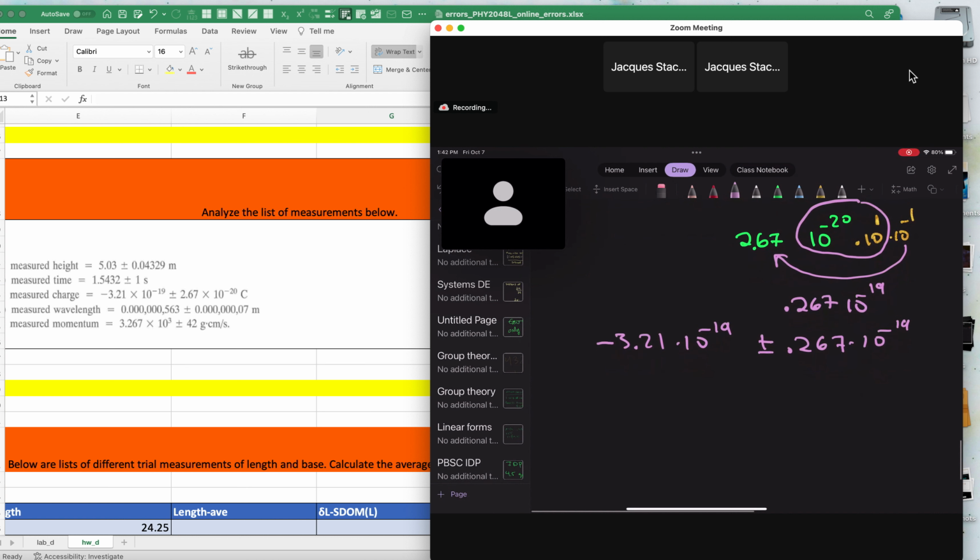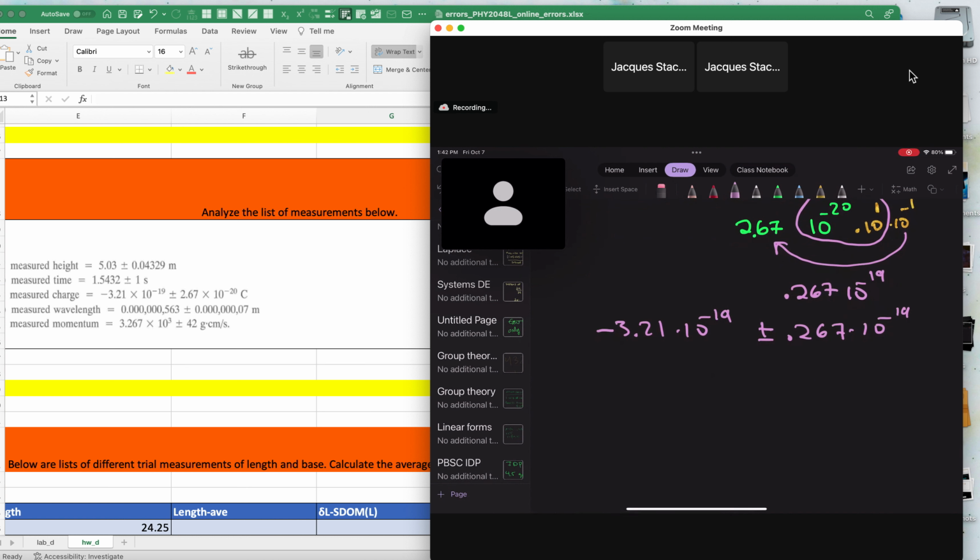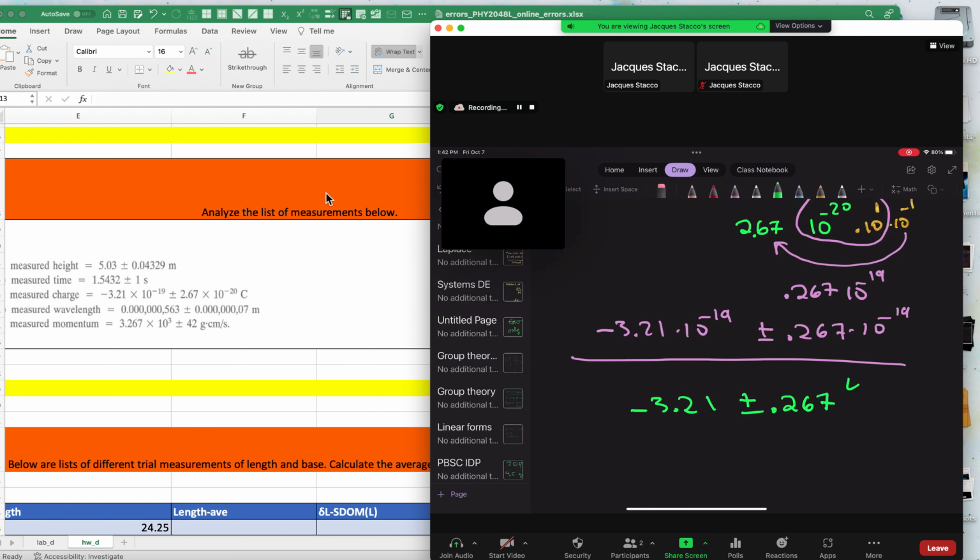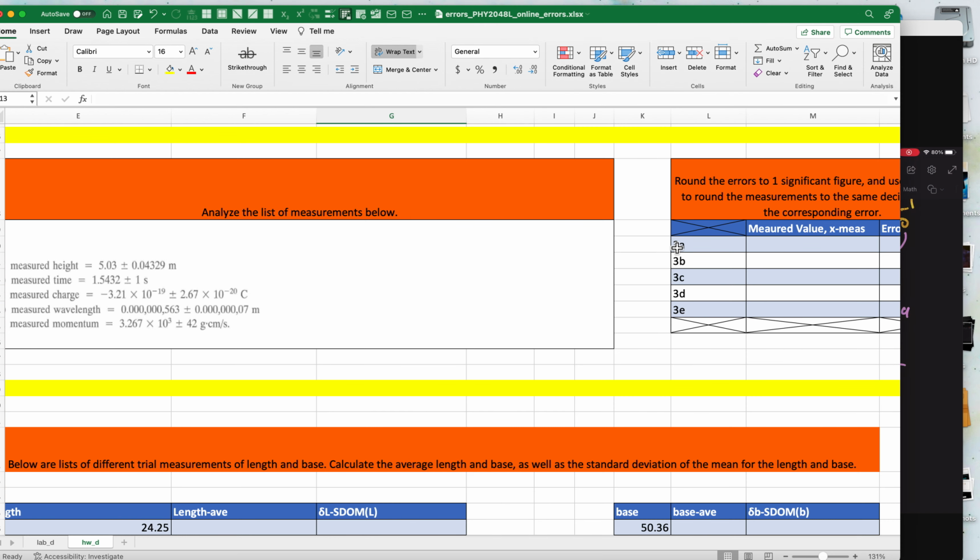Now that they're both with the same power of 10, I'm just going to ignore that, and we'll just paste that at the end. So here, what we actually want to calculate is this: minus 3.21 and then plus or minus 0.267. From this step onwards, everything that I'm going to do, you're going to do for 3A, B, D, and E.